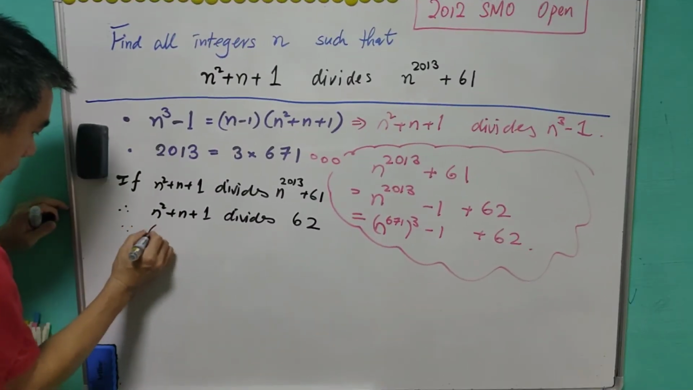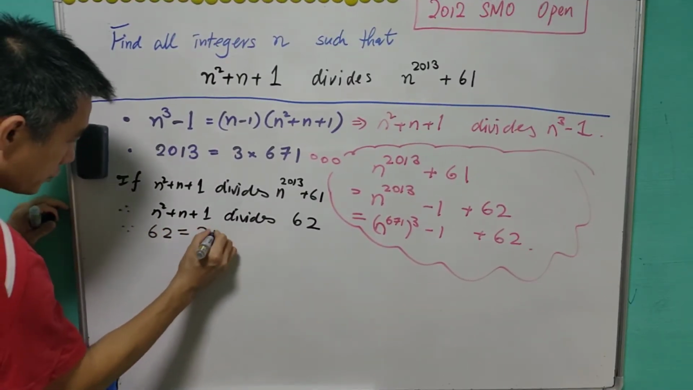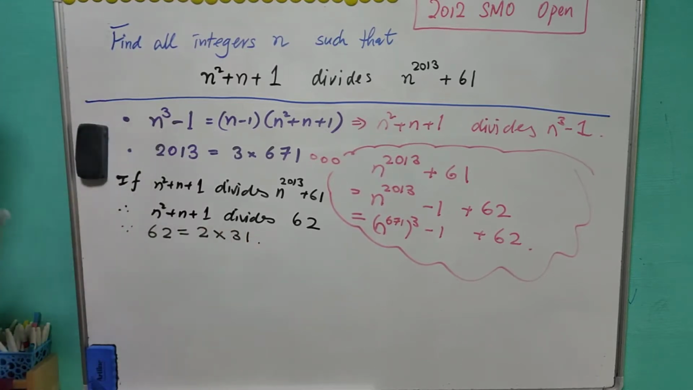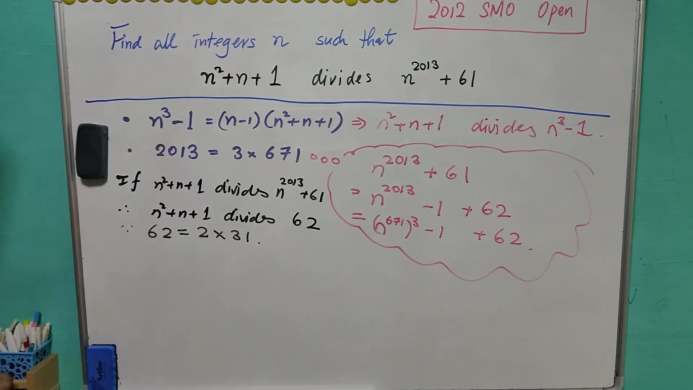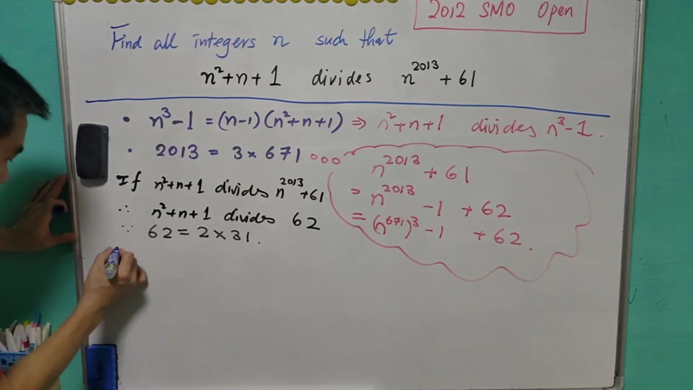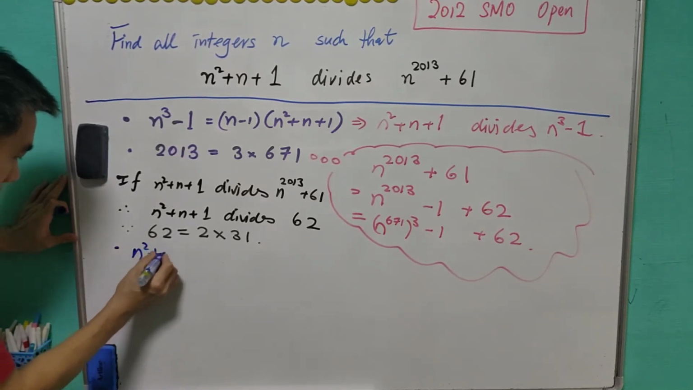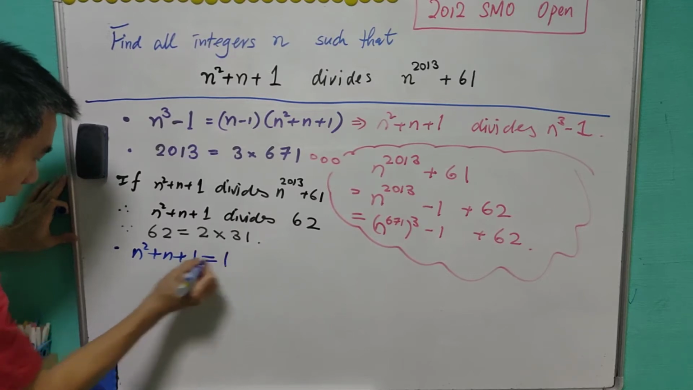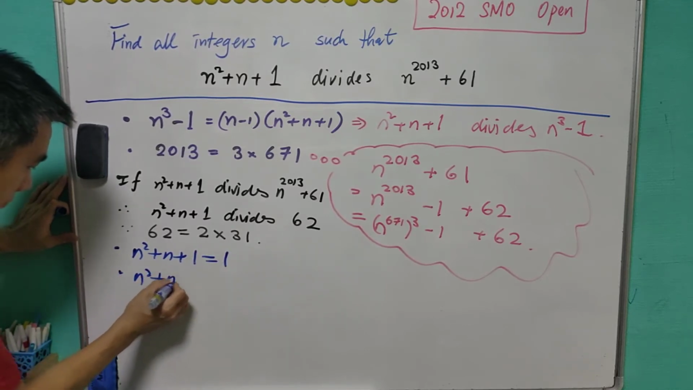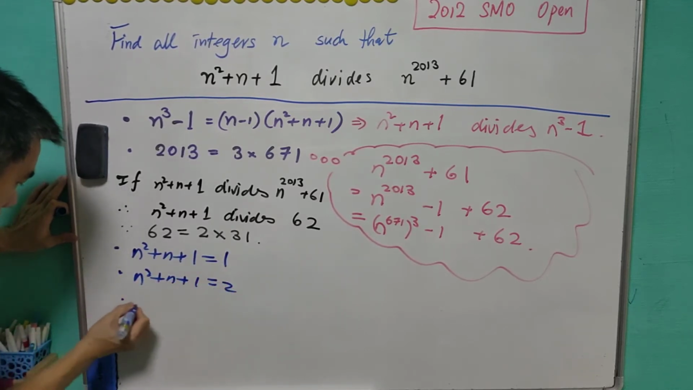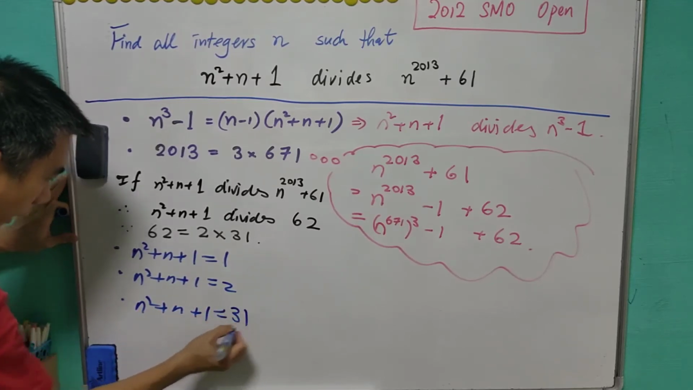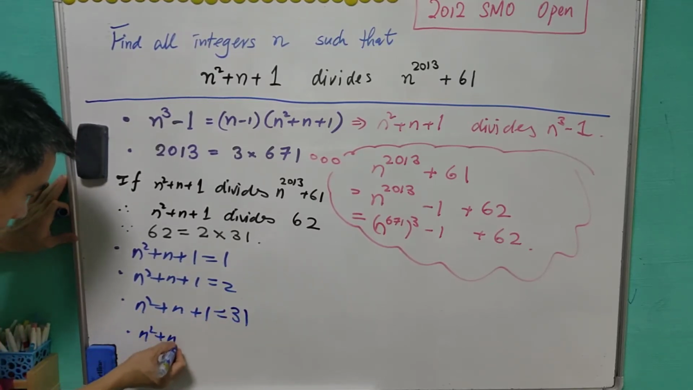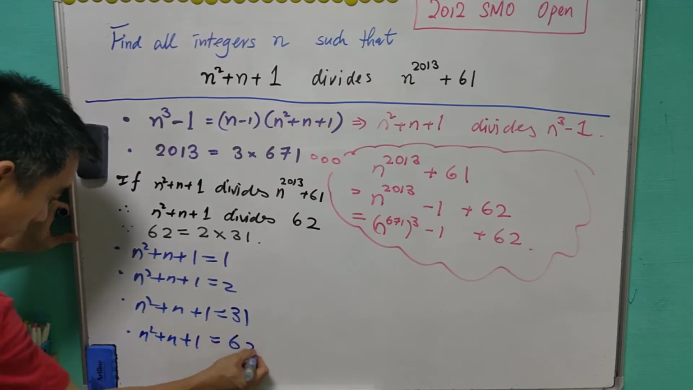Note that 62 is equal to 2 times 31. So if n squared plus n plus 1 divides 62, there are a few cases that we need to consider. That is, n squared plus n plus 1 equals 1, n squared plus n plus 1 equals 2, n squared plus n plus 1 equals 31, and n squared plus n plus 1 equals 62.